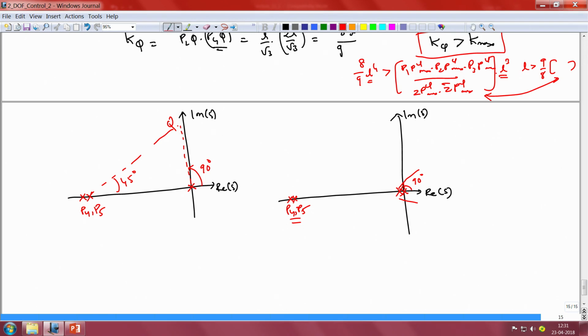Hence, there is no way in which we can guarantee that our closed loop system is going to be stable by appropriately positioning the points P4 and P5. So, what is the remedy if we are stuck with such a situation? The remedy is to add one more controller 0 near the origin, so that the net number of poles and zeros near the origin would be 1 instead of 2.